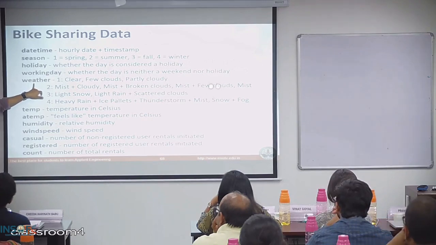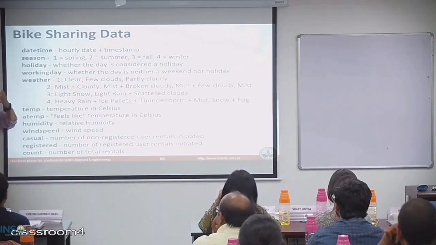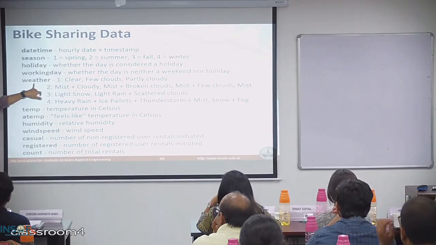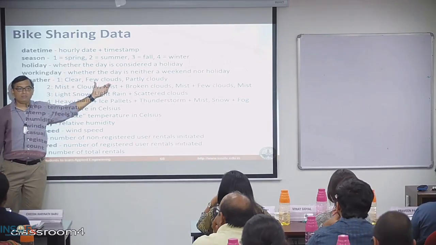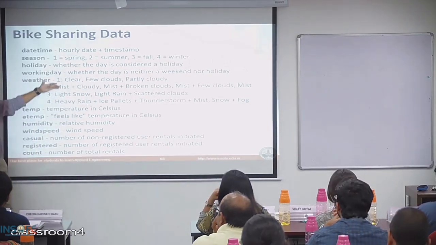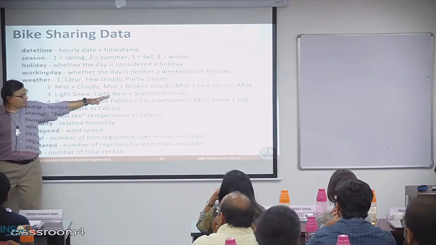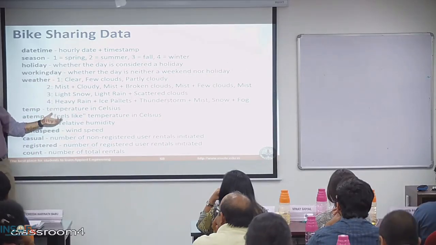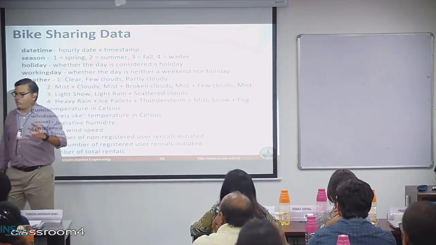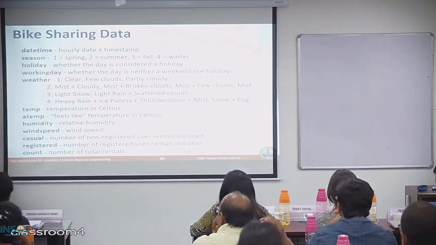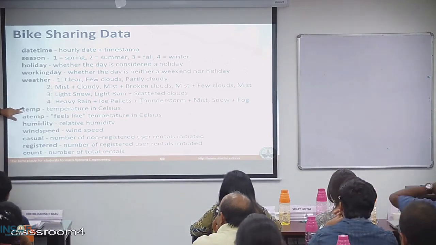Weather is given as a categorical variable. 1 represents clear weather, and 3 represents snow, light rain, and so on, and 4 is heavy rain and thunderstorm is happening, or a snowstorm is happening, whatever, like really bad weather. That's number 4. Temperature is given in Celsius.